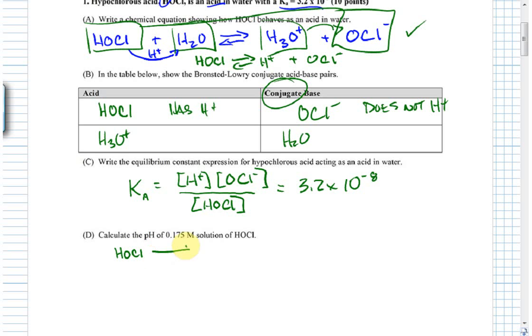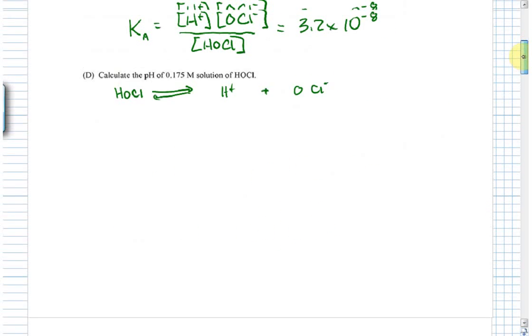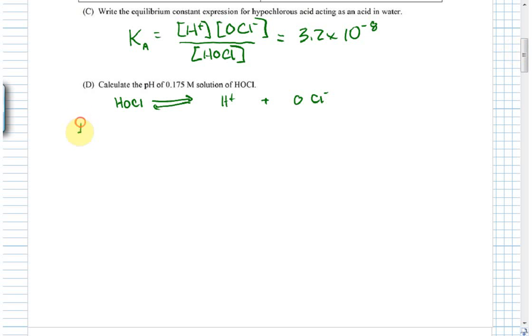HOCl goes to H plus OCl minus. We've worked through a lot of these tables in class. Okay, I've got my initial conditions. That's what I stands for. Initially, I've got a solution that's 0.175 molar HOCl. And initially, we're going to assume that I have 0 hydrogen ion and 0 OCl minus concentration.